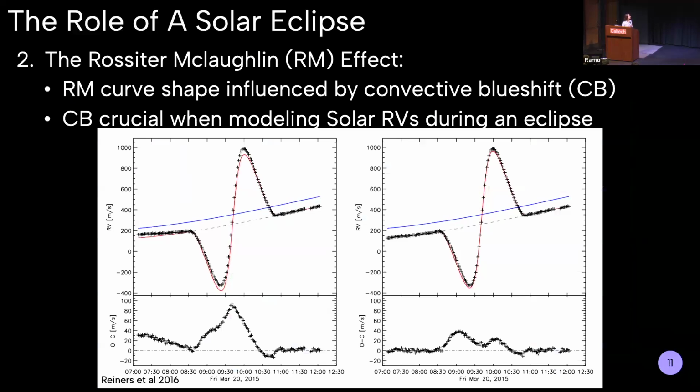And as we previously have mentioned, the shape of this curve is going to be highly impacted by convective blue shift. Here I'm showing you a previous study, Reiners et al. 2016, that analyzed the March 2015 eclipse. And here what you're seeing is their data in the black X's, and then 2 different models. The model on the left does not account for convective blue shift. We have higher residuals here, and our data is shifted towards the blue because it does have an influence from the granulation convective blue shift. And then on the right, we introduce convective blue shift, and immediately you see a reduction in our residuals. So all this to say that when we're trying to model our solar radial velocities, especially during a solar eclipse, it's crucial for us to account for convective blue shift being introduced by granulation.